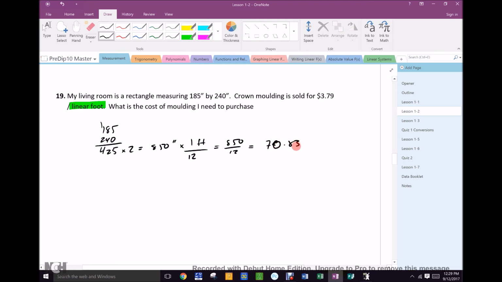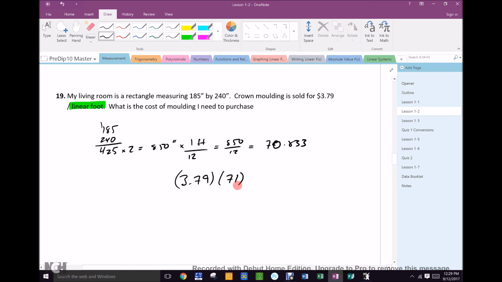70.833. How much crown molding do I need to buy? So 3.79 for cost, times what? Per linear foot. So 70. No. If I buy 70 feet of crown molding, I'm going to be left with that much of my ceiling. There you go.